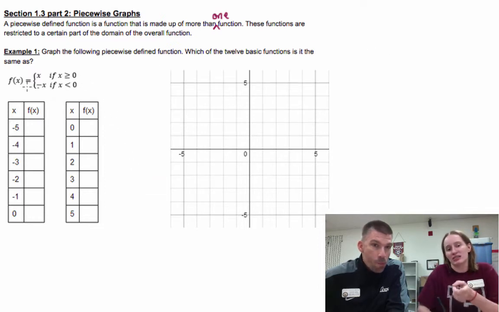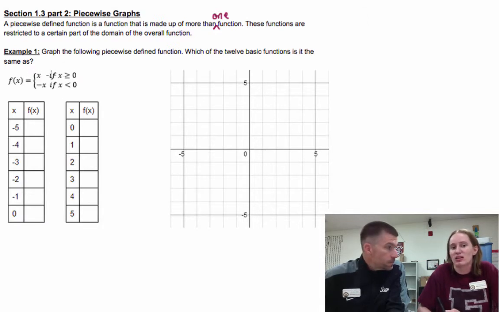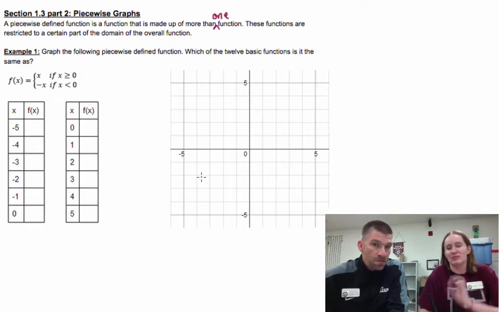So here is an example on your paper of a piecewise defined function. So we've got a function x, but that function we're only going to use when x is greater than or equal to 0. Not negative? Not negative. Negative numbers do not apply. And then negative x if x is less than 0.